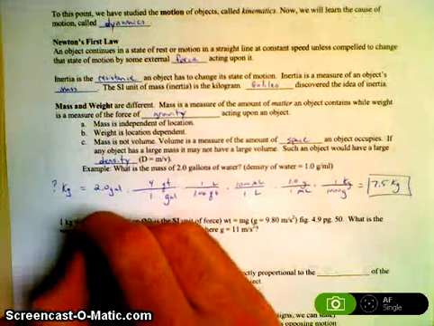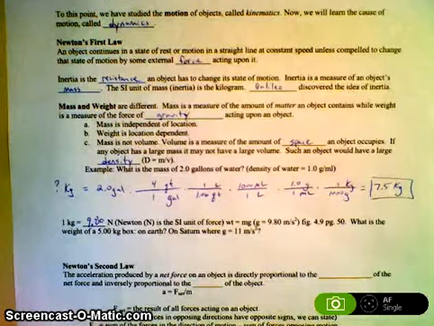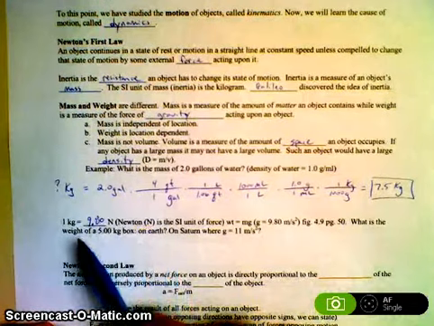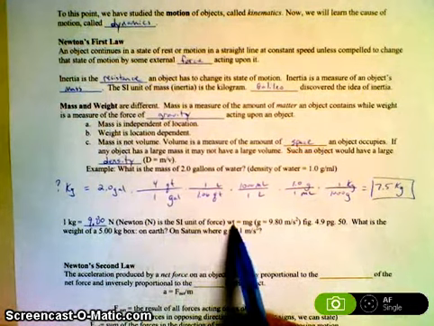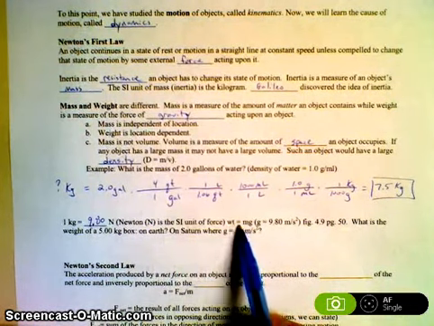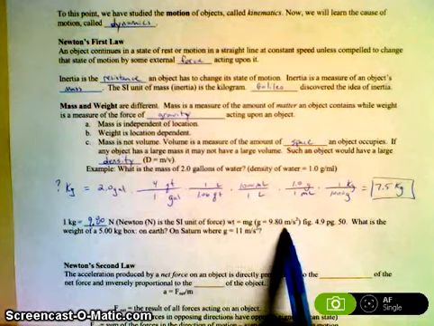Here, 1 kilogram is equal to 9.80 newtons. So this is the weight of 1 kilogram on Earth. And here's how we find it. We use this equation here. The weight of an object is mass times its gravitational acceleration, and little g on Earth is that.